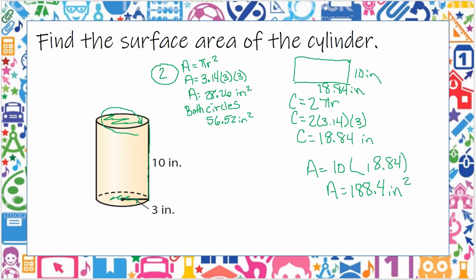And then I need to add all these together. So I've got 56.52 plus 188.4. And I do get 244.92. So I'm just going to write 9 because they usually want us to round to the 10th. And that is inches squared. So that's how you find the surface area of that cylinder.